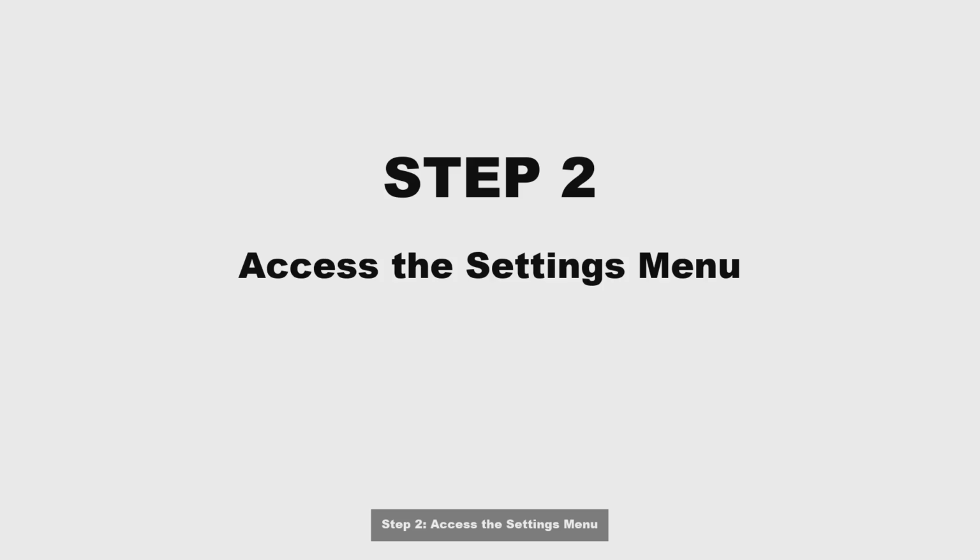Step 2. Access the settings menu. From the main menu, click on the gear icon or the settings option. This will take you to the game settings where you can adjust various options.